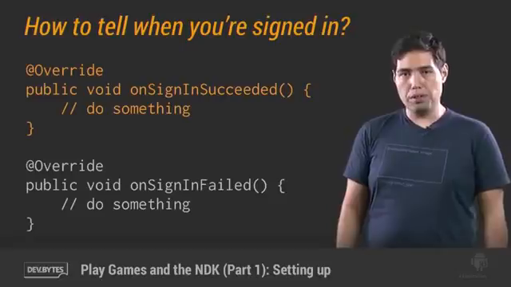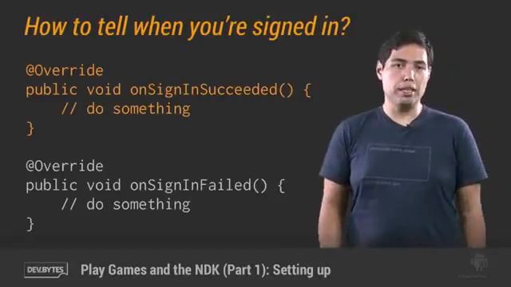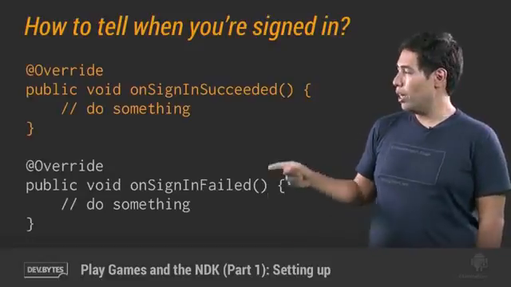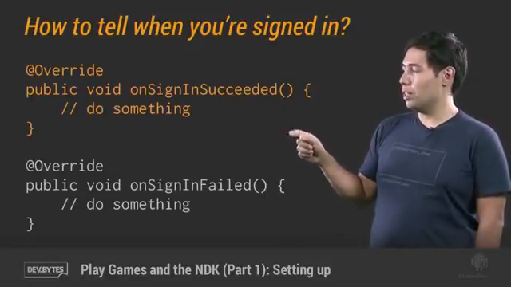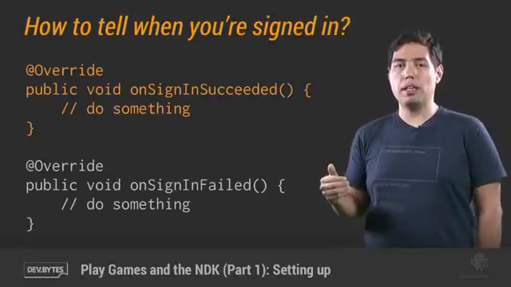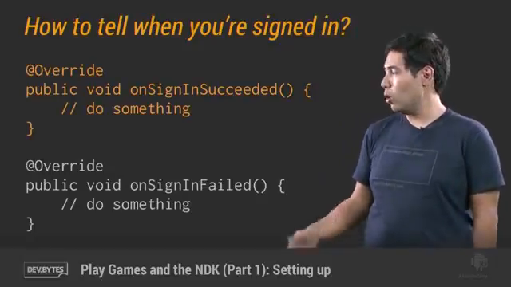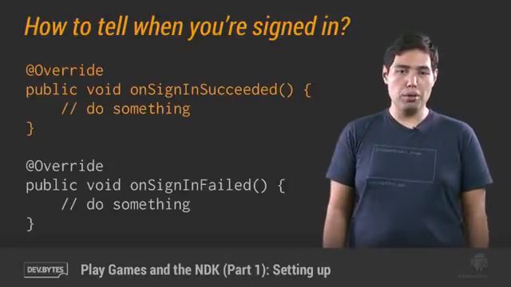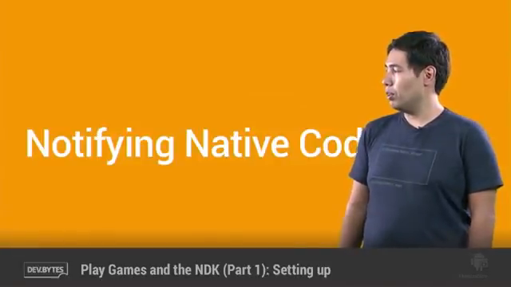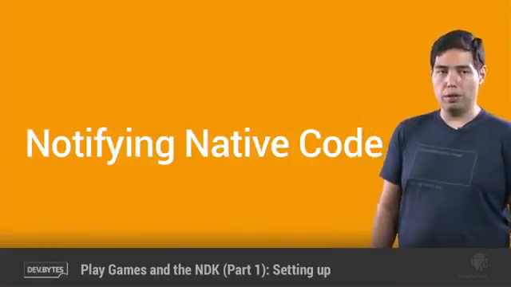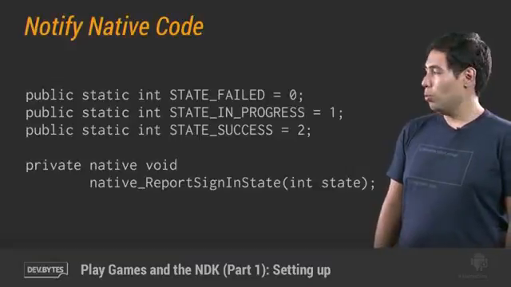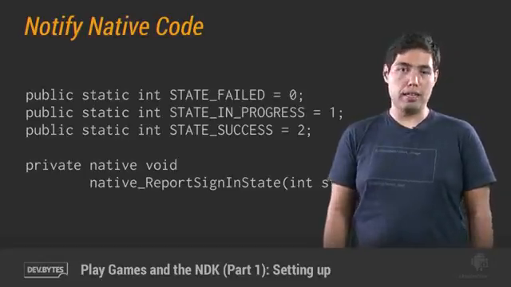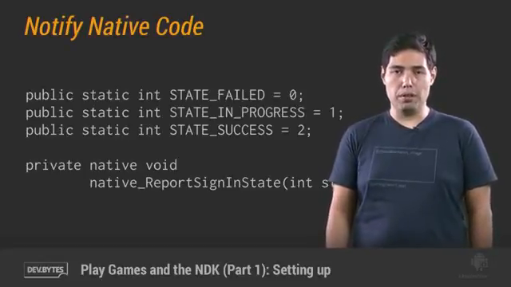All right, so after you do the sign-in flow, you have to know when you're actually signed in so that your game can respond to that appropriately. You're going to know that when on the Java side you get this on sign in succeeded callback. That's the callback that tells you that sign in has succeeded, or else that sign in has failed. So how do you actually notify the native code? What you're usually going to have to do is write a native method that the Java side can call and then notify your native code that this happened.